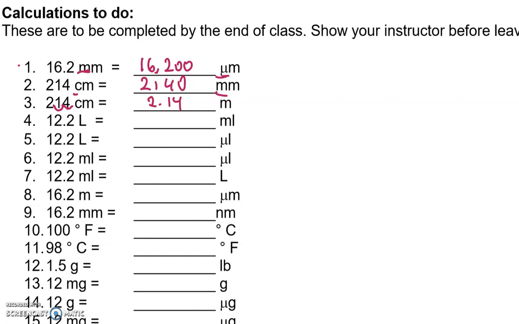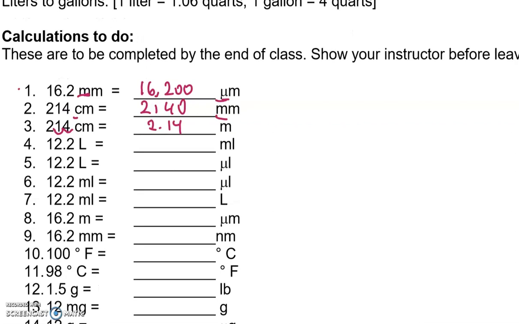On 4, 12.2 liters to milliliters, so from base measure to milli, we're going from a larger to a smaller unit measure, so we have more of those by 3 decimal places more, so we end up with 12,200 milliliters.